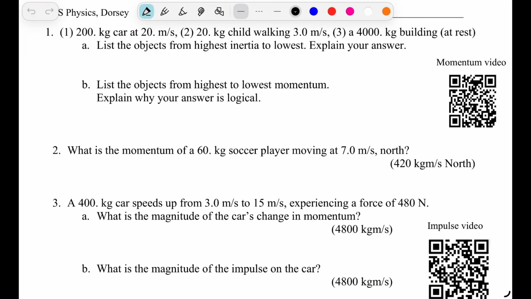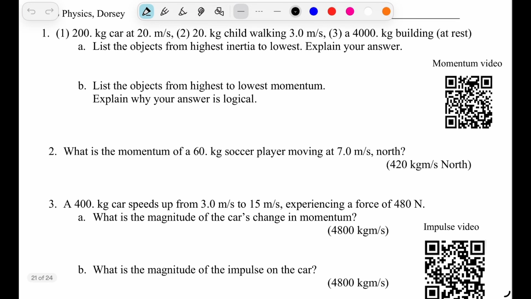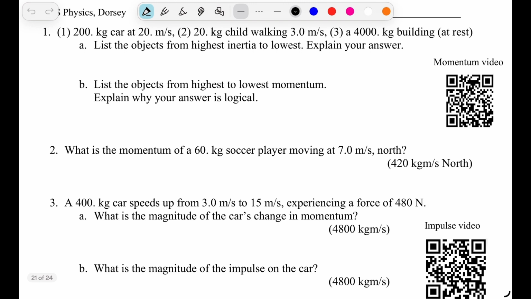In this video, we're going to be covering momentum and impulse. So let's start off with the first question. We have a 200 kilogram car at 20 meters per second, secondly, a 20 kilogram child walking at 3 meters per second, and thirdly, a 4,000 kilogram building that's at rest. List the objects from highest inertia to lowest and explain your answer.